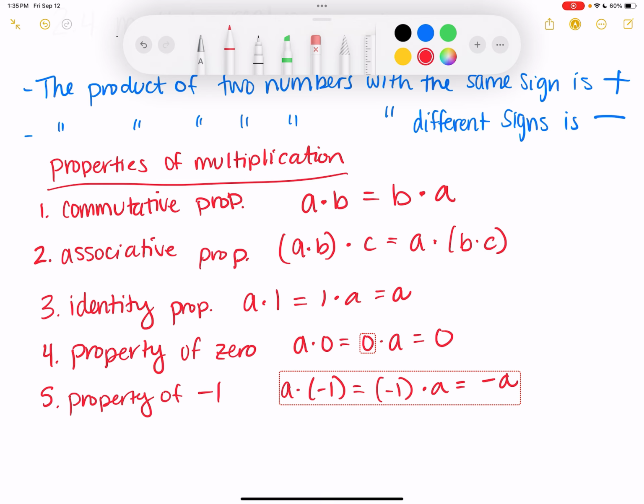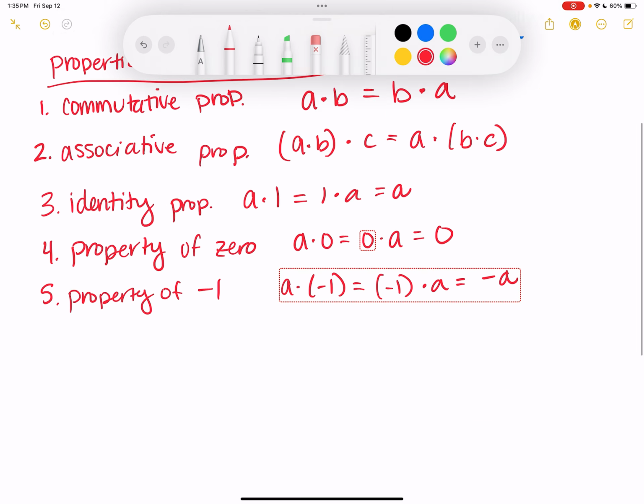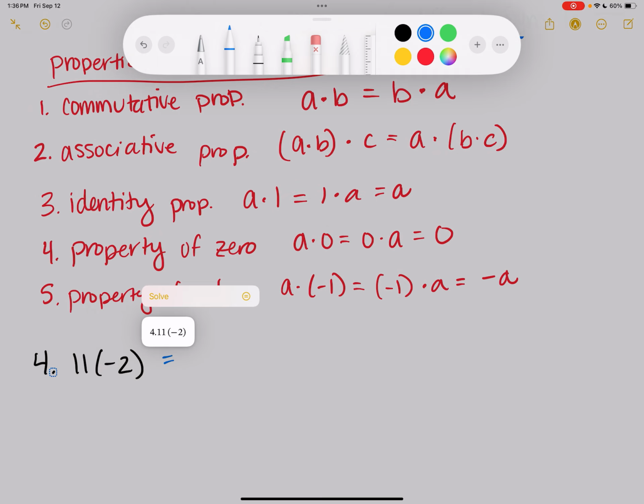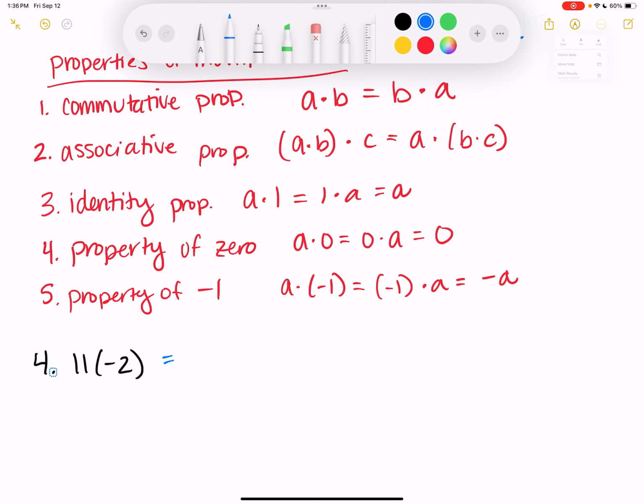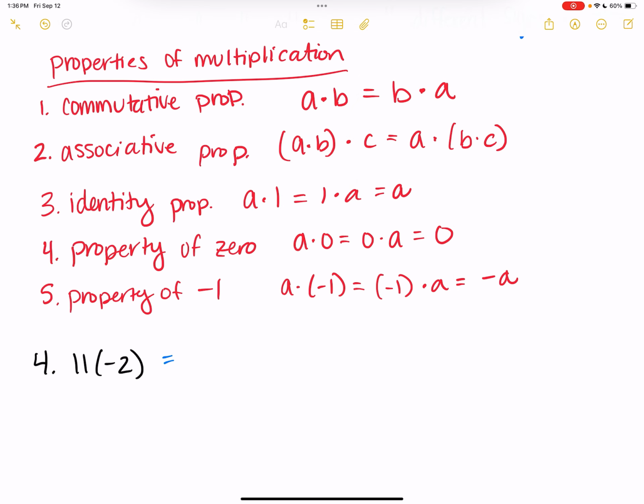All right, so we're going to jump into some problems here where we're multiplying. Hopefully you already know how to do this. For 11 times -2. -22. Is that right? Yeah, I was thinking that. I didn't want to say it. Because 11 times 2 is 22. They have opposite signs, so it is negative.